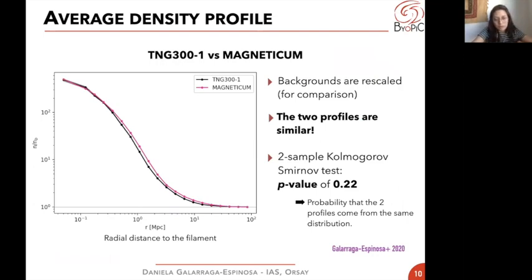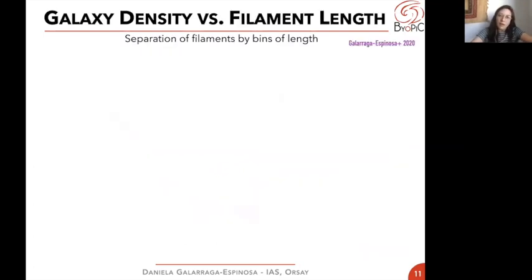So what happens if we do the density profile of the other simulation? It's the pink curve here. I rescaled the background so we can compare the curves, and we can see that the two profiles are very similar. And we performed Kolmogorov-Smirnov tests that show that indeed there's a probability that they come from the same distribution.